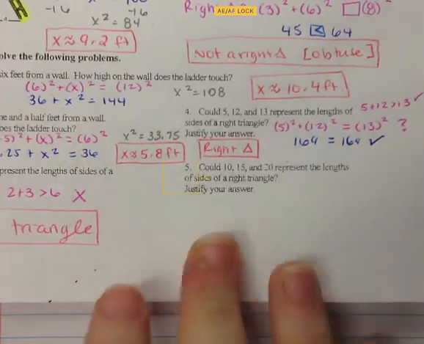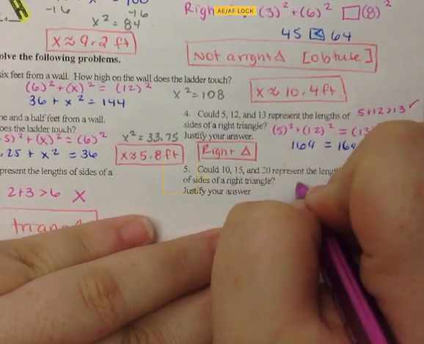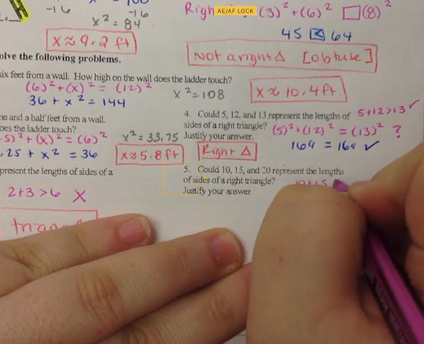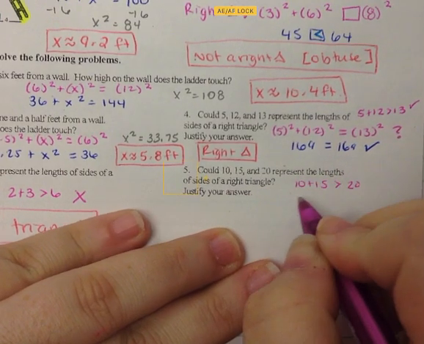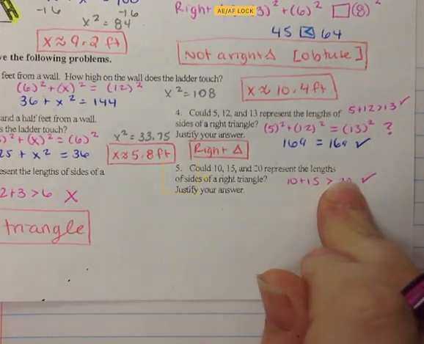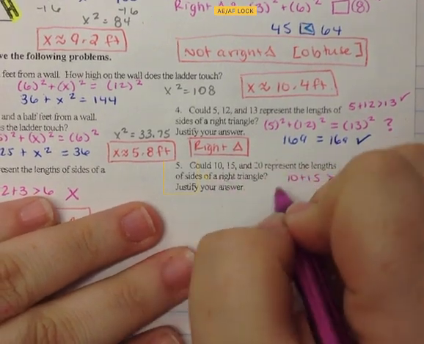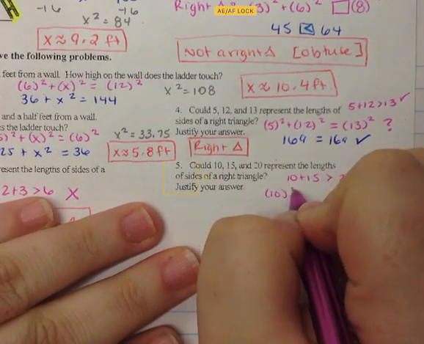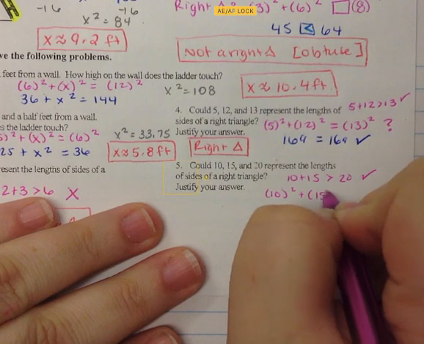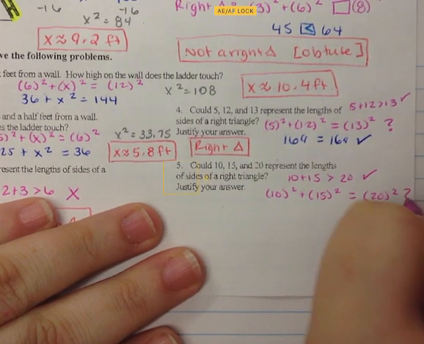This last question says, could 10, 15, and 20 represent the lengths of the sides of a right triangle? So again, we look to see, is it a triangle? The two smaller are 10 and 15, so 10 plus 15 has to be greater than 20. 10 plus 15 is 25. That is bigger than 20, so it is a triangle. Now we have to determine if it's a right triangle. So the two smaller legs, we have 10 squared plus 15 squared is supposed to be equal to 20 squared. That's our question.